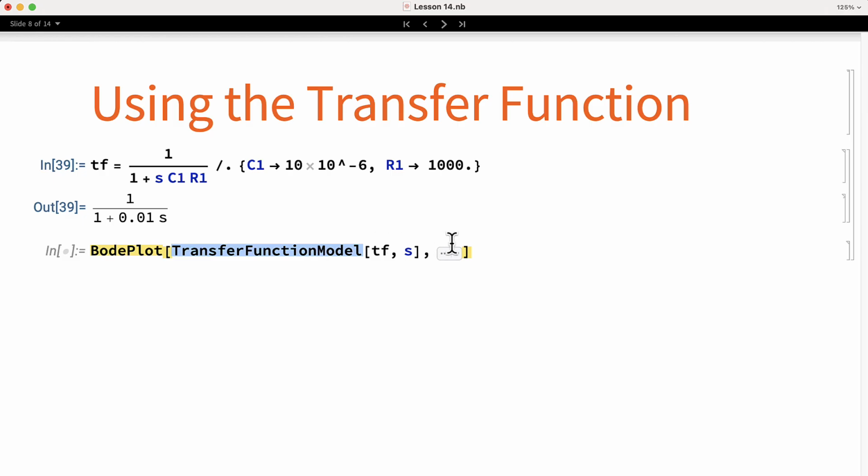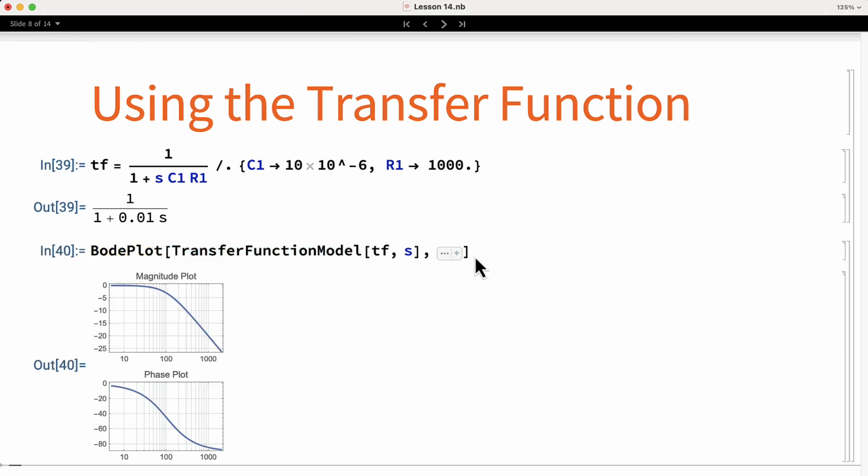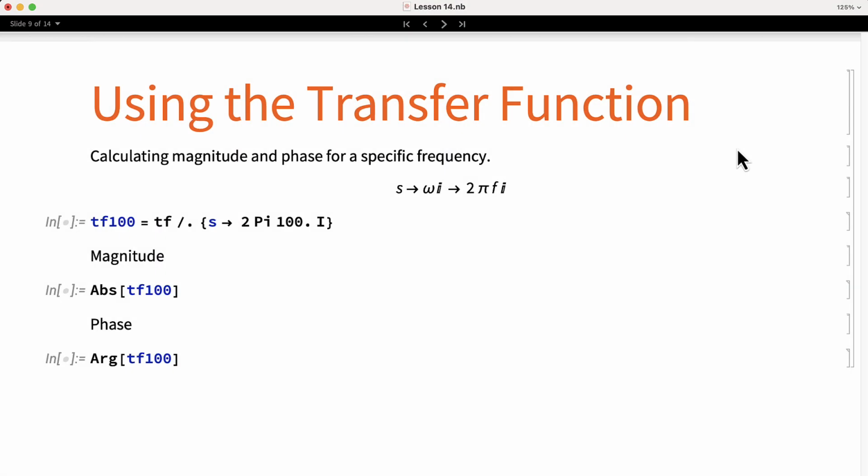We have already seen this plot. The RC circuit is a low-pass filter. Instead of creating the Bode plot, we can manually obtain the magnitude and phase of the output for a given input frequency. To do that, we can replace the symbol S by omega times I. Omega is the frequency of the input signal in radians per second, and I is the imaginary number. If we want to work in hertz, we need to use 2 pi f.